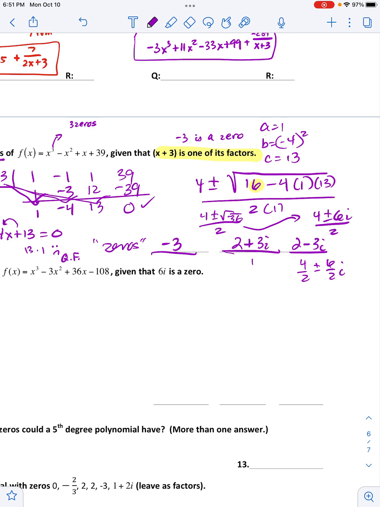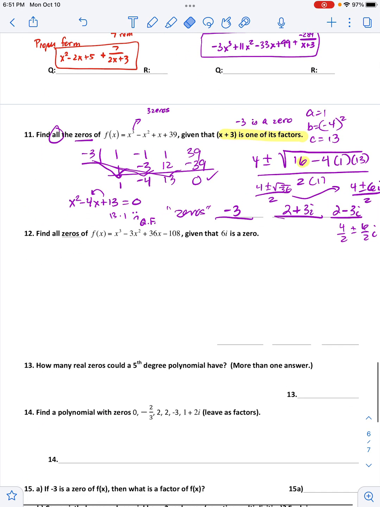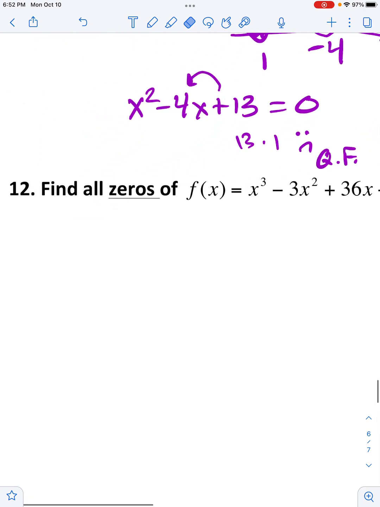And that makes sense because I got one real and two imaginary, and my two imaginary are complex conjugates, which is exactly what they have to be. They come in pairs. Okay, find all real zeros. Nope, sorry, all zeros. So they won't necessarily be real. All of them is going to be 3.